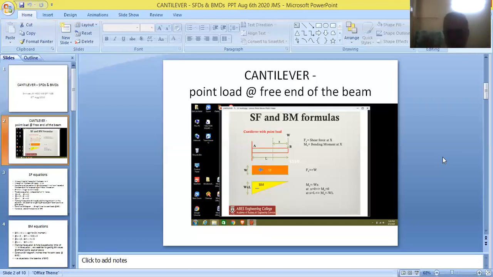So friends, these are the basic rules to be followed while preparing the SF and BM equations, and also the rules to be followed while constructing these shear force and bending moment diagrams.